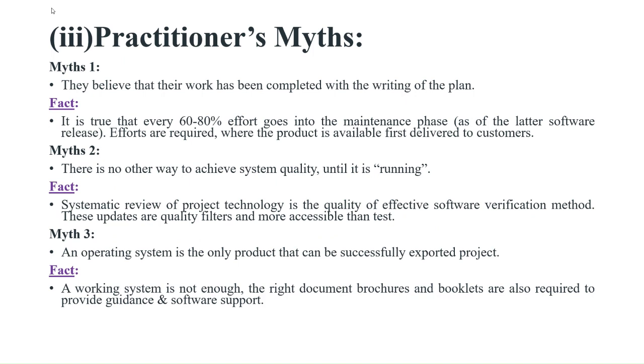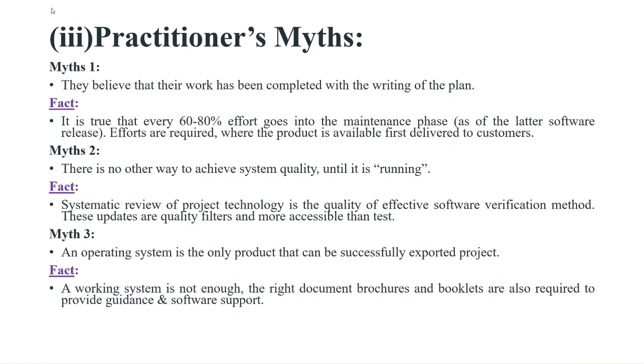When the project, the code, or for example any software, it should be maintained by the customer, or it should be successfully delivered to the customer. It should run successfully, then only his work will be completed. It is true that 60 to 80% of efforts go into the maintenance phase only. In the maintenance phase, we will check the code, correct the errors, and check whether it is running successfully or not. We will give the feedback in the maintenance phase. Efforts are required after the product is first delivered to the customer.